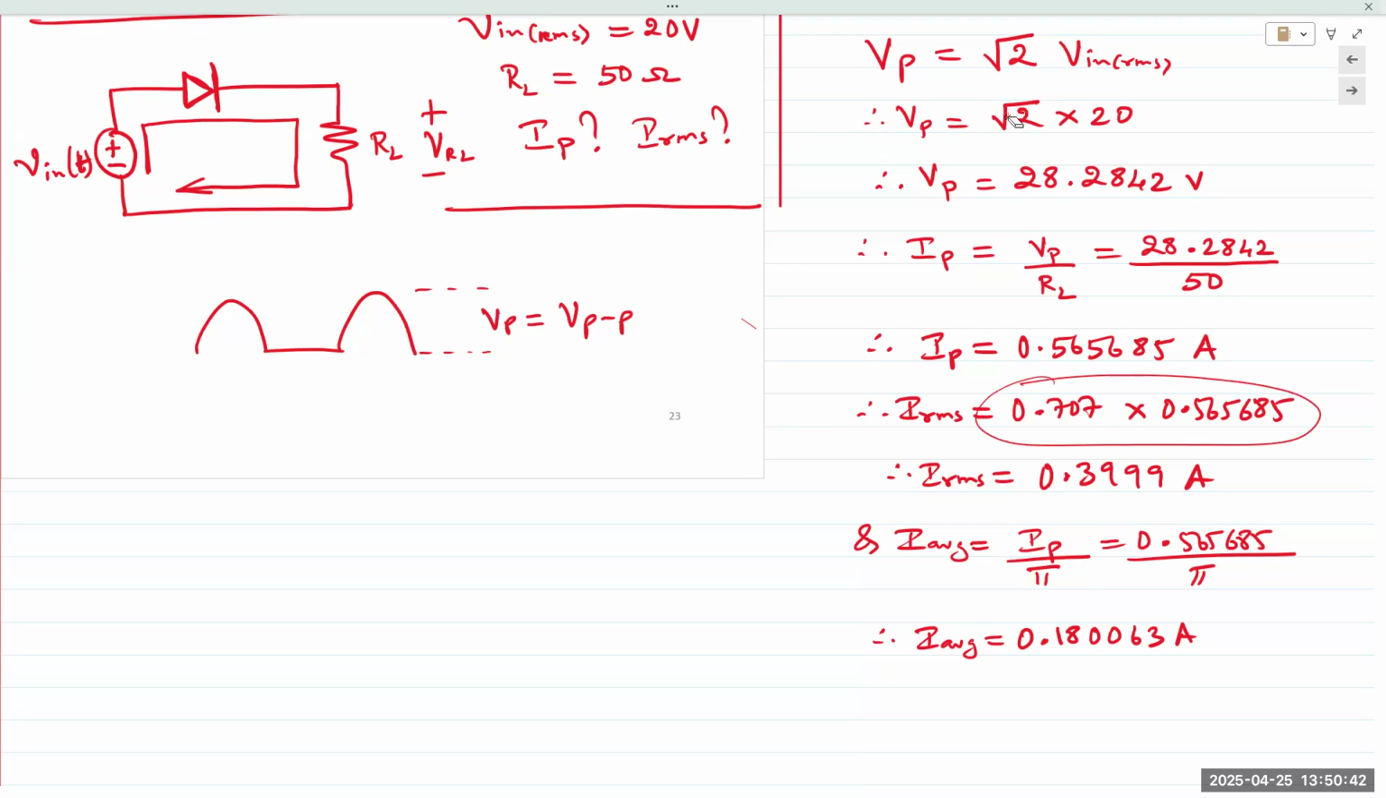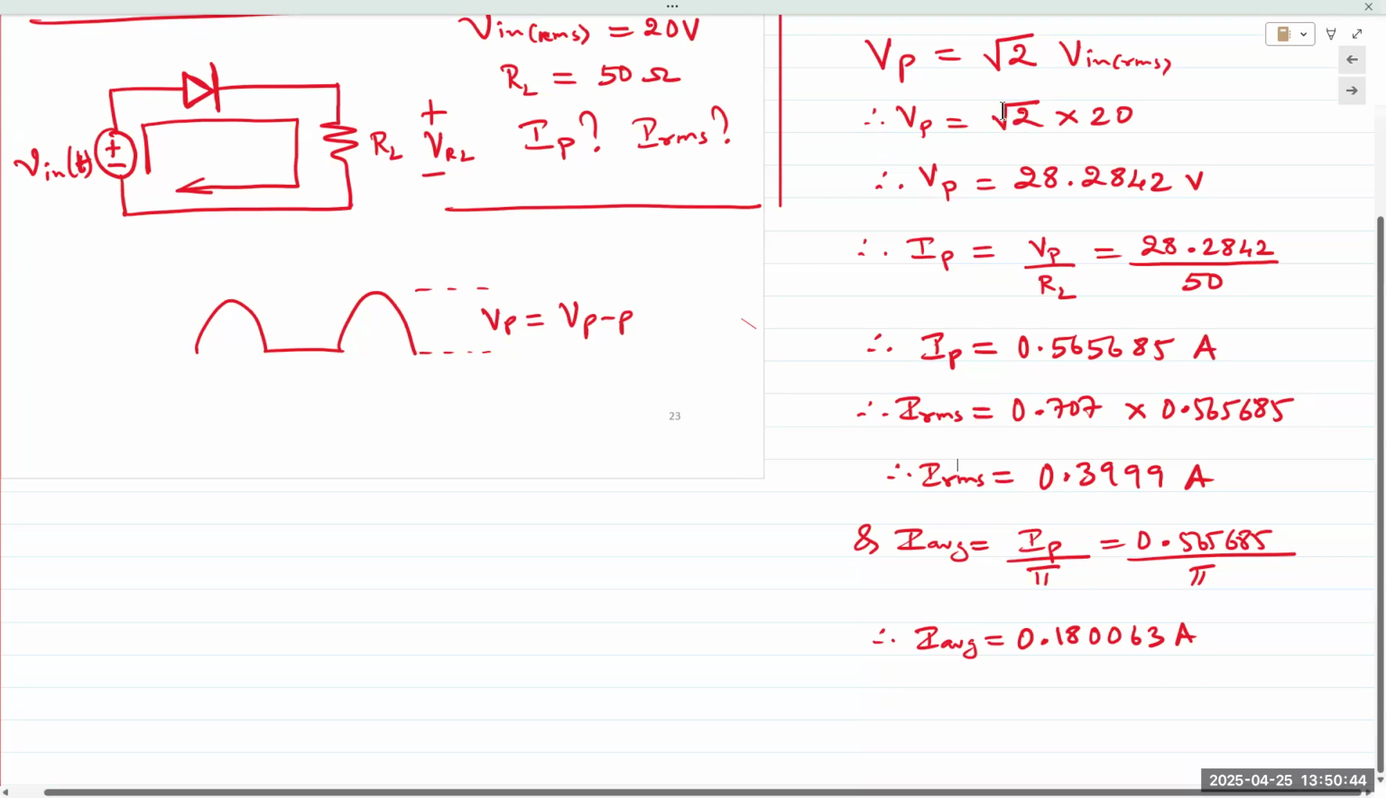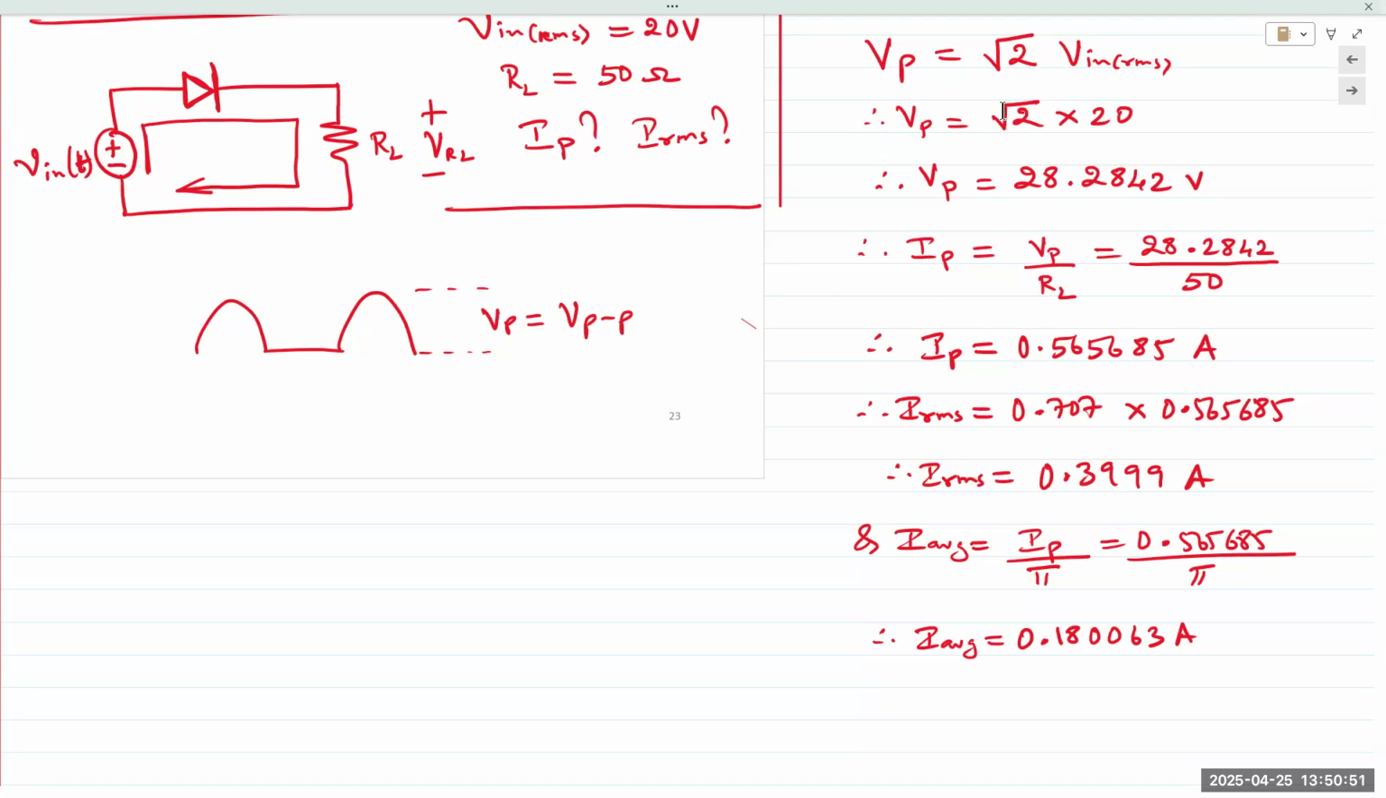0.707 times the peak value. So RMS is equal to, sorry, V peak, peak values for sinusoidal waveforms is √2 times the RMS value. So you take √2 on the other side, divide by √2.